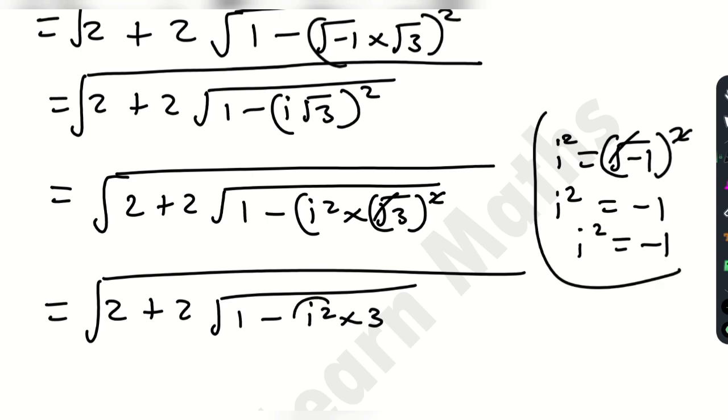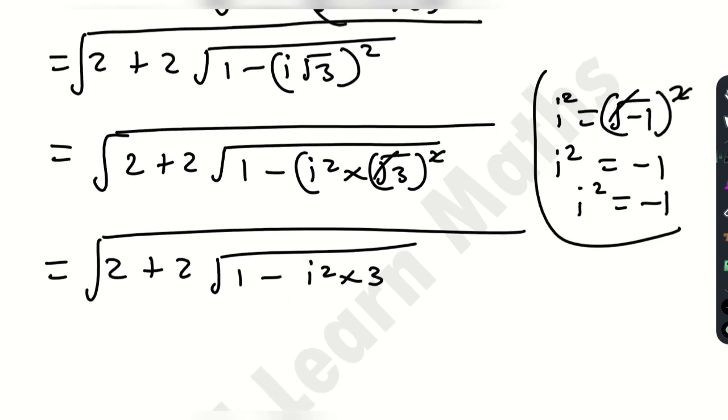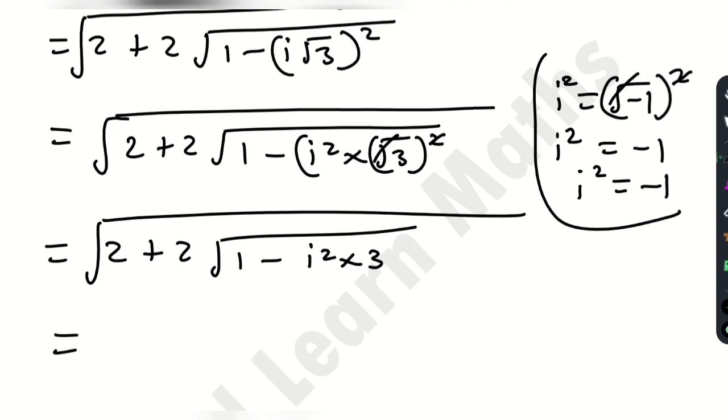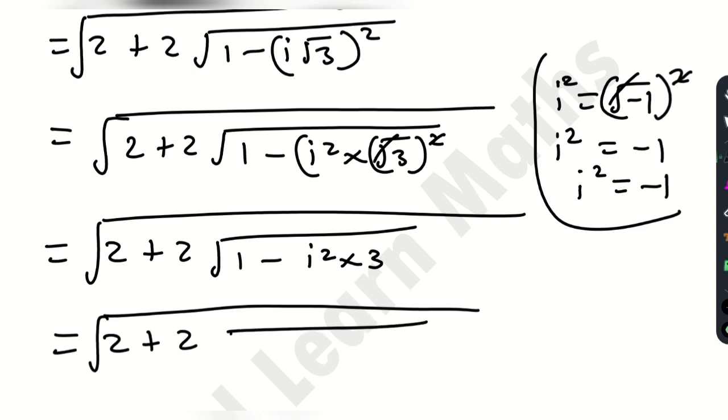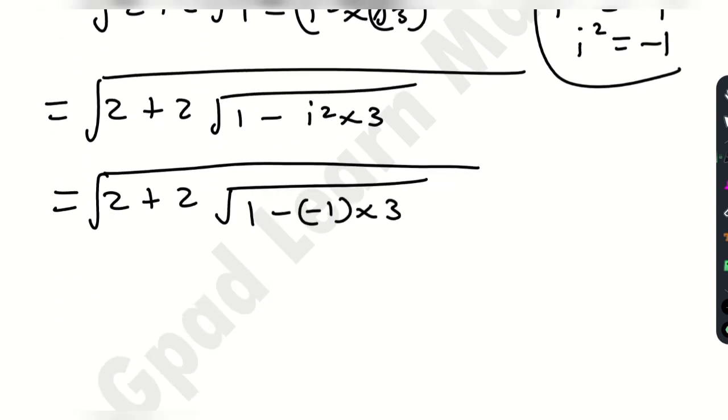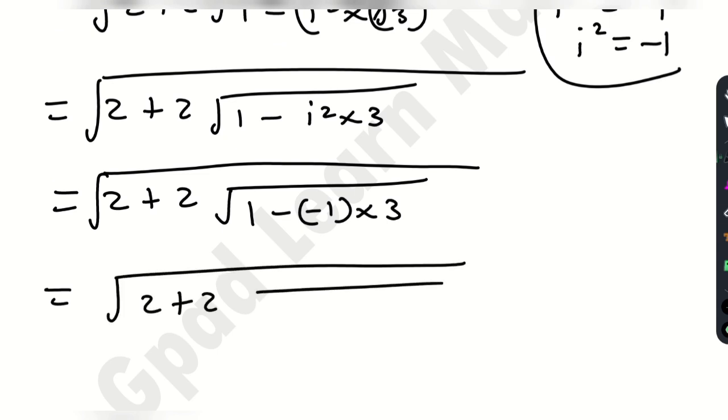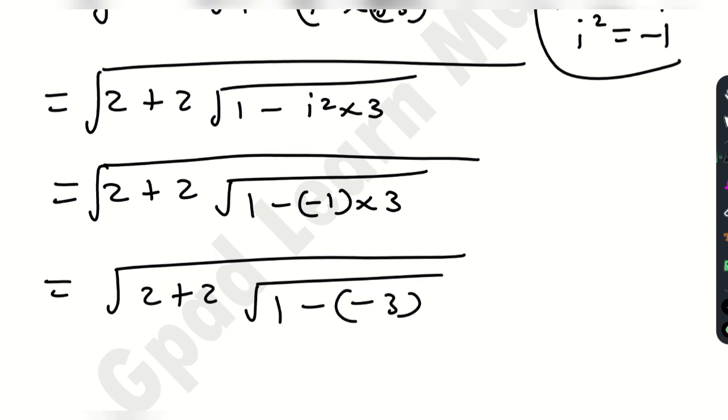What am I going to do? I'm going to replace i squared with negative 1. So I have this as equal to 2 plus 2. There's the square root here, let me not forget that again. Then the square root of 1 minus i squared, which is negative 1, so negative 1 times 3. So next line, I have the square root of 2 plus 2 the square root of, so this is 1, negative 1 times 3 is negative 3. And minus times minus is plus.